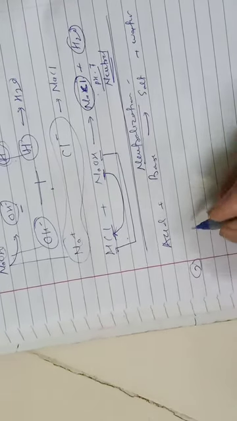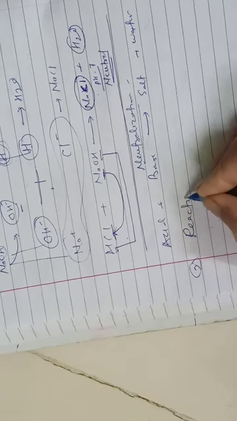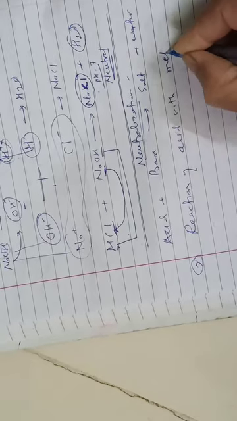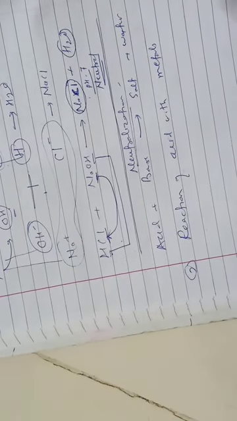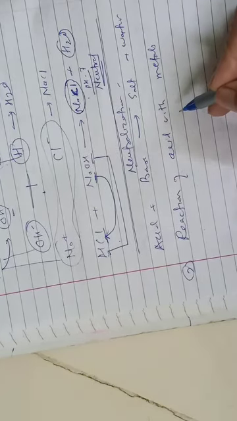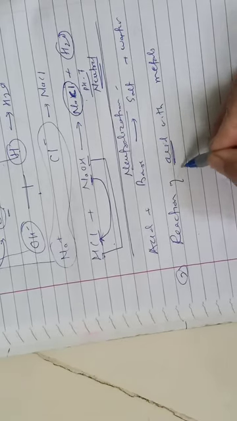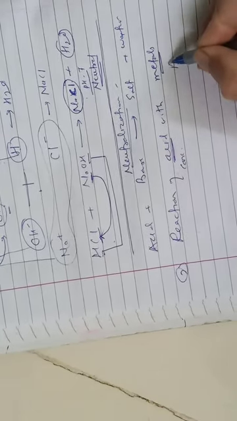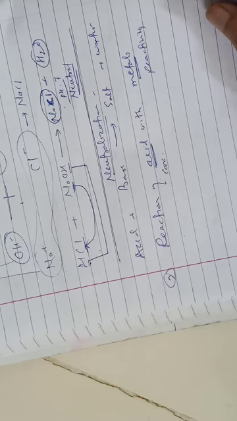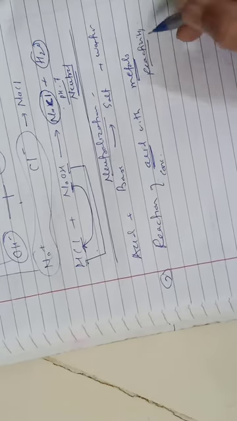Then the second reactivity is the reaction of acids with metals. When acids react with metals, the reaction is determined by the concentration of the acid and the reactivity of the metal. It is easy to bring about the reaction of dilute solutions of strong acids with a moderately reactive metal.